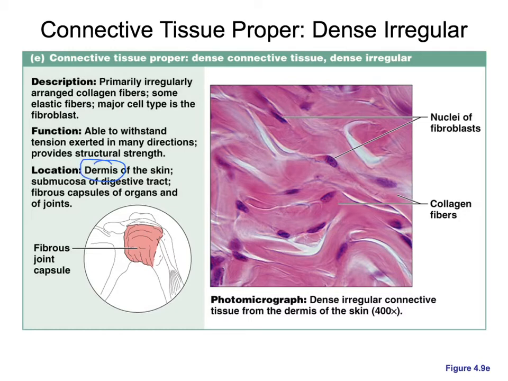And here we mentioned how wavy and kind of unkempt the fibers look. The nuclei are more scattered around. They're not in these relatively neat rows as you find in dense regular.